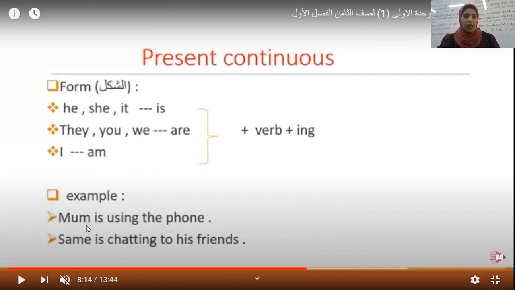The first example: Mom is using the phone. Mom is singular, she, and "is" is the best verb from the be verbs that we can use here. Using is the main verb with ing, and the phone is the rest of the sentence. Sammy is also singular, he, like Mom, she. He is chatting to his friend.